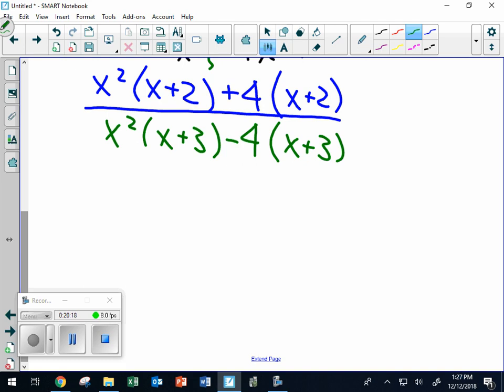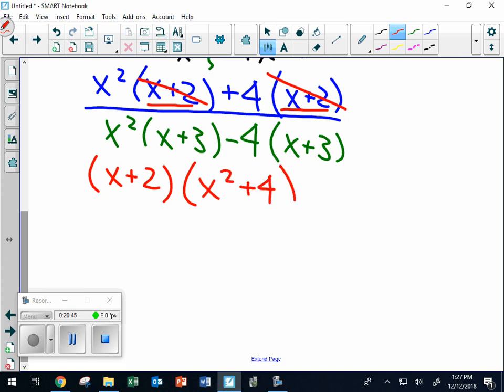And if we look at this factor by grouping that we just did, then we know that we have an x plus 2 in common. So we're going to factor out an x plus 2 from both terms here. And if we factor out an x plus 2, that means we can get rid of them there because we factored it out. So we have an x plus 2. What's remaining now? X squared plus 4. So there is our numerator.